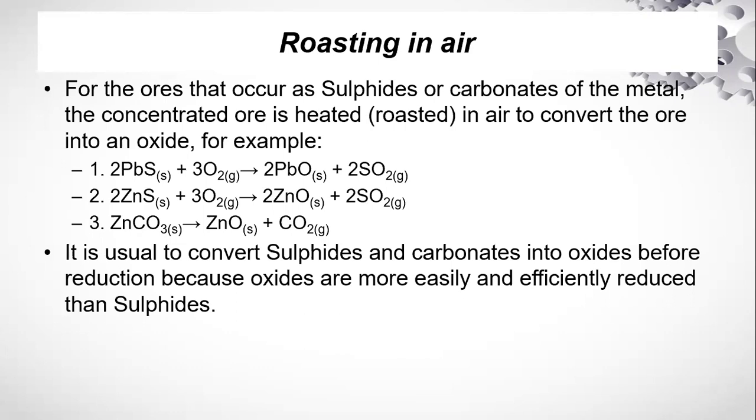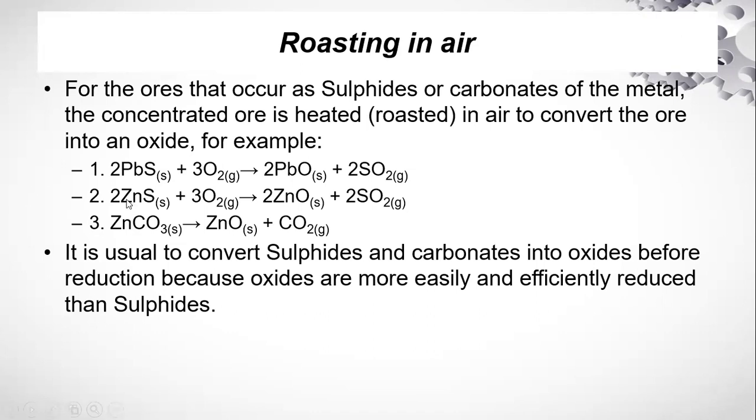Take an example, lead sulfide. If it is heated in air, it means that there's the presence of oxygen. So as you can see here, it will provide the lead oxide and the sulfur dioxide. So this is the first process that occurs in the roasting, whereby the sulfide of the metal is heated to convert the ore into an oxide.